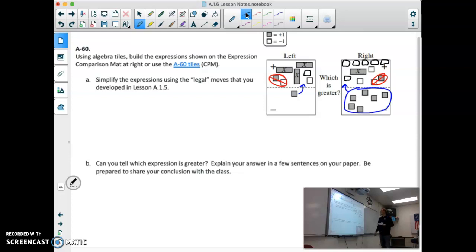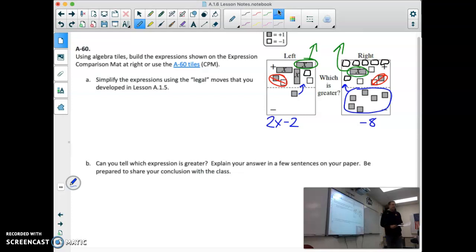Now let's look for some like terms that we might be able to get rid of as well. So we've got a positive x here. We've got a positive x here. So let's yank those out. So now let's figure out what we've got left. Over here on the right, we've got 2 positive x's. We've got minus 2 unit tiles. And then over here, we've got minus 8 of our unit tiles left over.